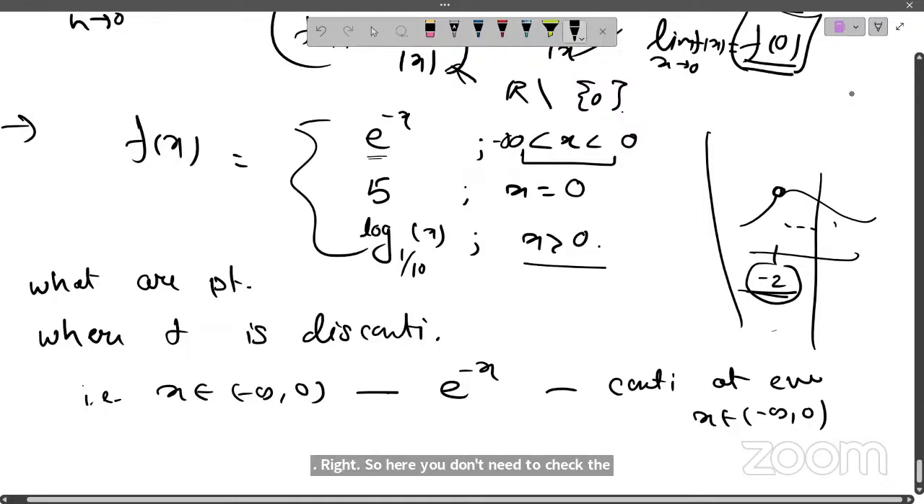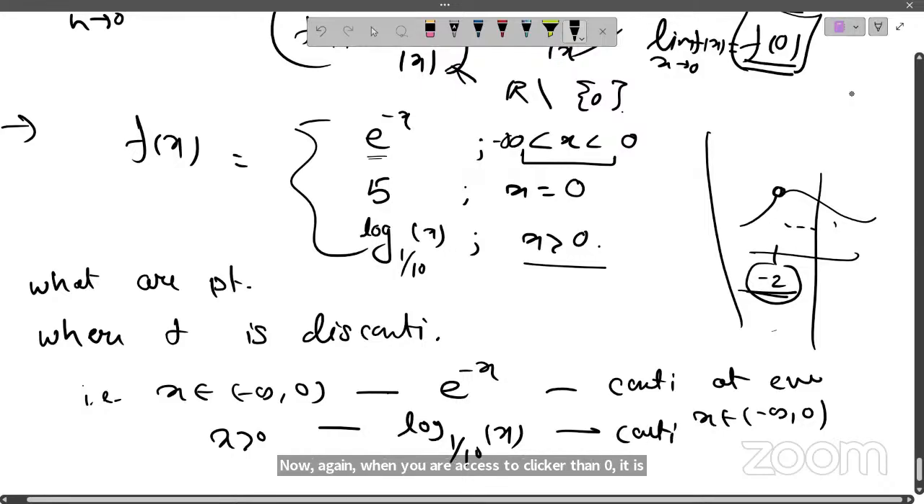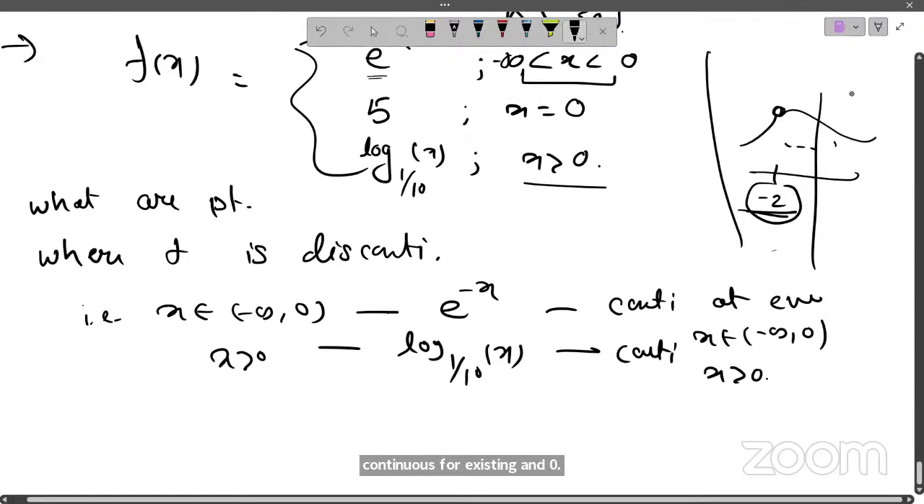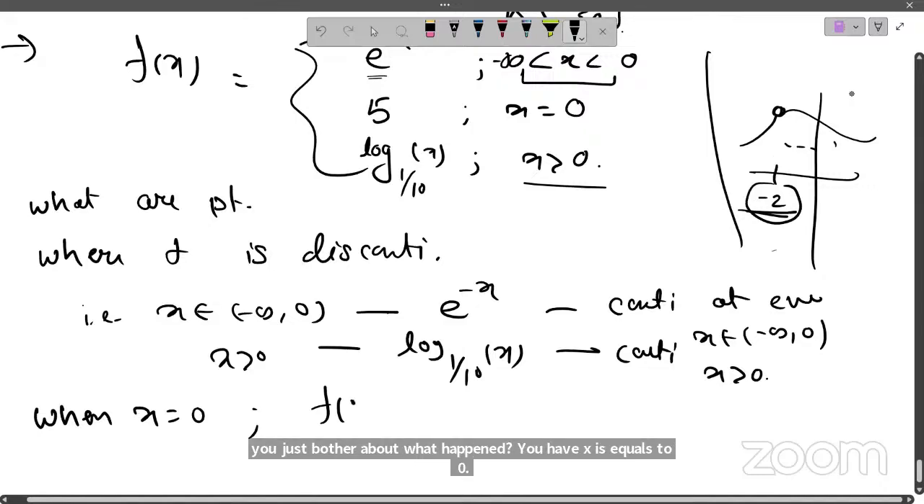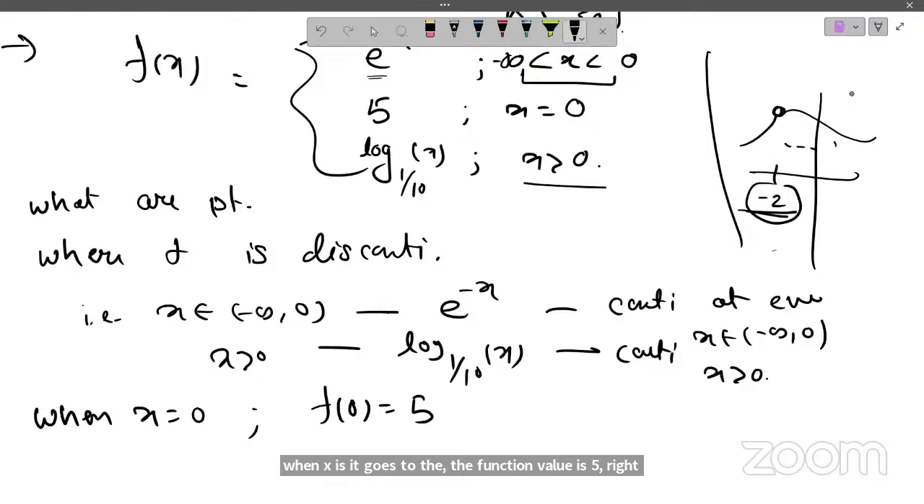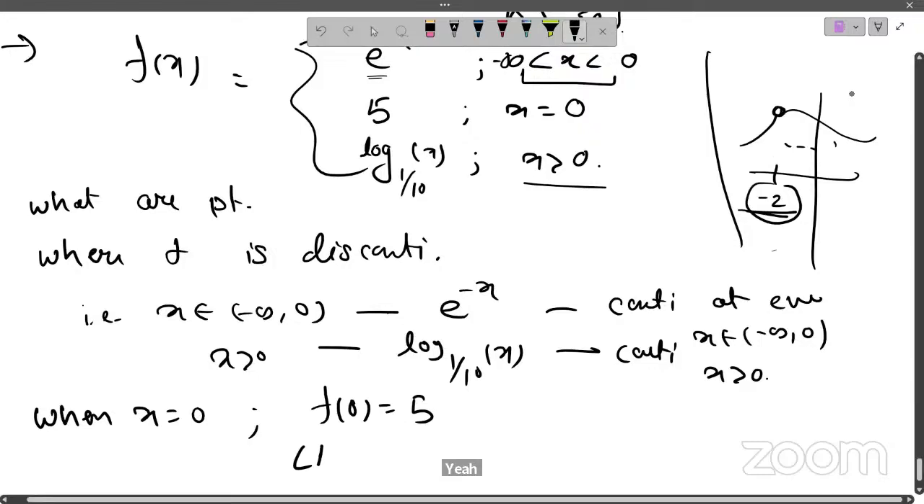Now, when x is strictly greater than 0, it is simply log base 1/10 of x, and you know that this function is also continuous at every point. So this function is continuous for x strictly greater than 0. Then the remaining point is x equals 0, so you just bother about x equals 0. What happens there? When x is equal to 0, the function value is 5, correct? What is the left hand limit?